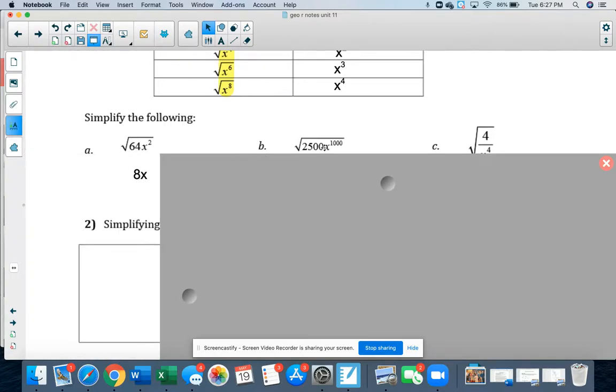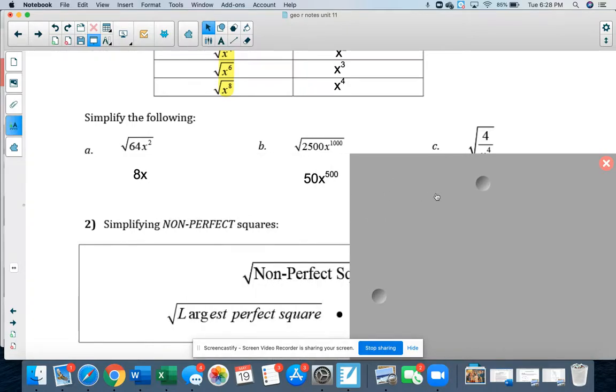Okay, square root of 2,500. Now you might not know this off the top of your head, but the square root of 25 is 5, and the square root of 100 is 10. So the square root of 2,500 is actually 50, and you could always do that in your calculator. What do I do if I have an exponent? Now, we never did anything that was this high, but all I did was take half, right? Half of 8 is 4, half of 6 is 3, half of 1,000 is 500. So my answer is 50x to the 500th power.